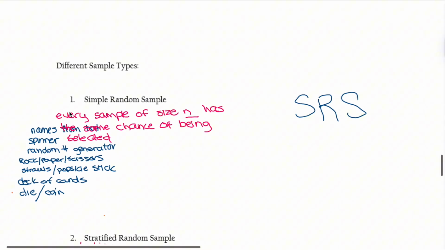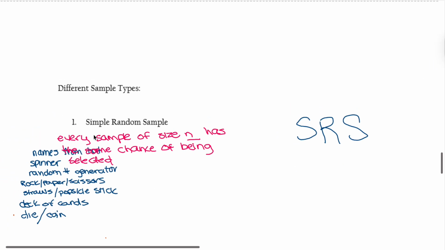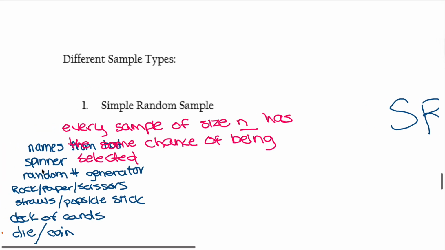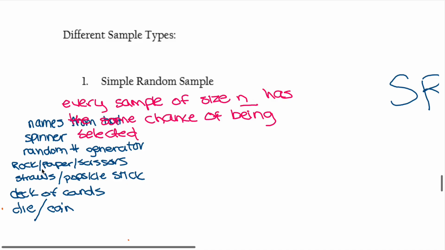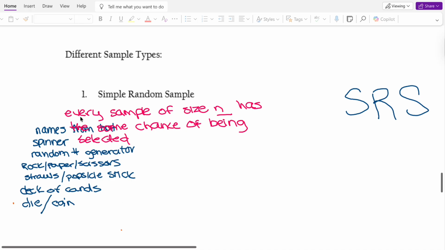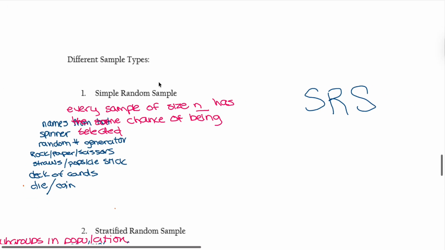And we also have different sample types. First one is simple random sample. This simply means every sample of size n has the same chance of being selected. It can also be shortened as SRS. So what are some ways that we can implement an SRS? Well, we can put each person's name on a spinner, use a random number generator, or use rock, paper, scissors, straws, popsicle sticks, a deck of cards, a die, or a coin. Those are all things that will help us get a simple random sample.